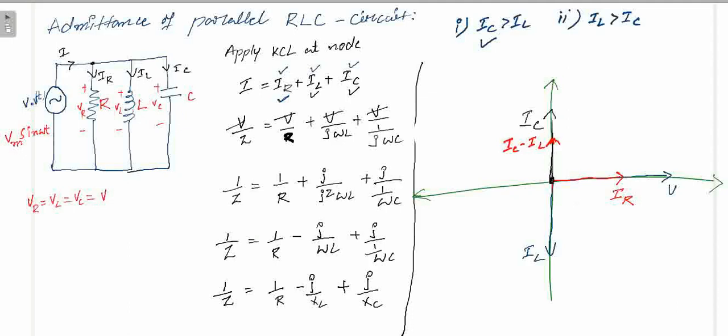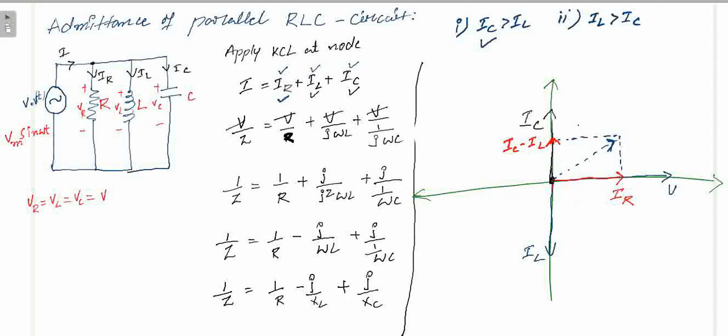Now let us draw a phasor. Let us consider some dotted lines. So this dotted line indicates your IR, and this dotted line indicates your IC minus IL, and this is your resultant vector, that is your I. This is I when IC is greater than IL.